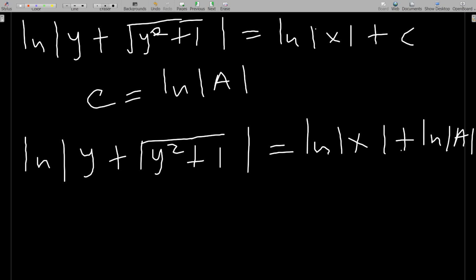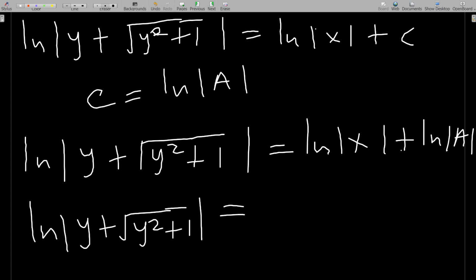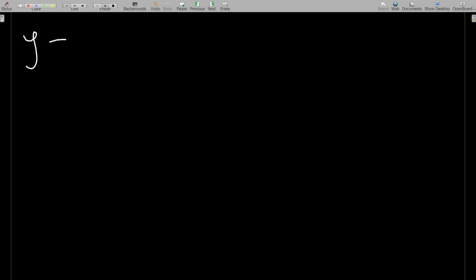Using logarithm rules, the right side of the equation will then give us ln of ax, a times x. Now, taking the anti-logarithm of both sides, I have y plus the square root of y squared plus 1 equals ax. This is a general solution, but we want to make y the subject.